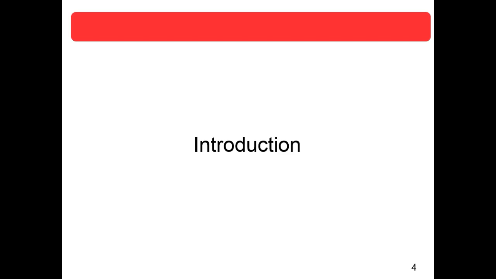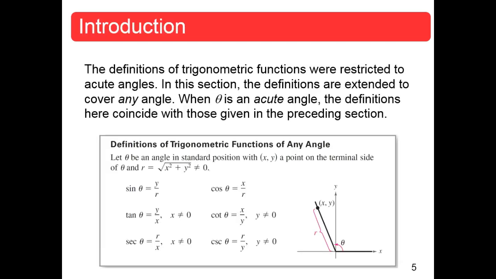The first part here is the introduction. You start out with something that should be very familiar to you. The only difference is, last time we saw something like that, we dealt with first quadrant angles, acute angles. The definition of trigonometric functions was restricted to acute angles. In this section, the definitions are extended to cover any angle. When theta is an acute angle, the definitions here coincide with those in the preceding section.